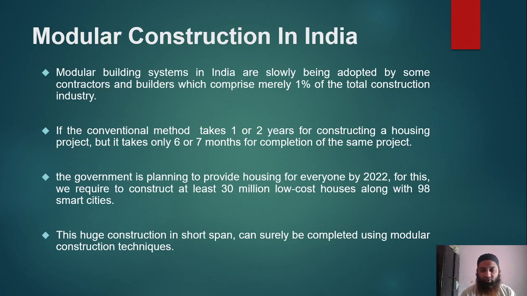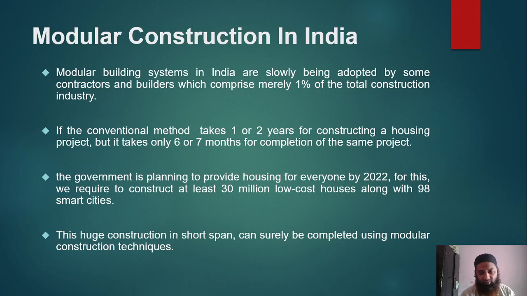The government is planning to provide housing for everyone by 2022. For BPL families, they want to provide housing to everyone. For this, we require constructing at least 30 million low cost houses, along with 98 smart cities. You just imagine, by 2022 all this should be achieved: 30 million low cost houses and 98 smart cities. The time limit is very small, and we have to reach it. The government has started constructing these types of projects, and modular construction has taken a very big role in achieving these targets.